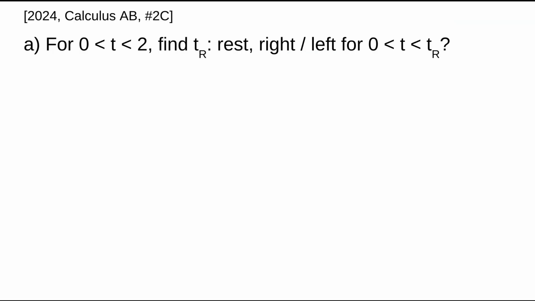In part A of the question, we are considering the interval from 0 to 2, and we are asked to find a value t sub r for which the particle is at rest. And then we are asked to determine if, for values of t between 0 and this t sub r, whether the particle is moving to the left or the right.